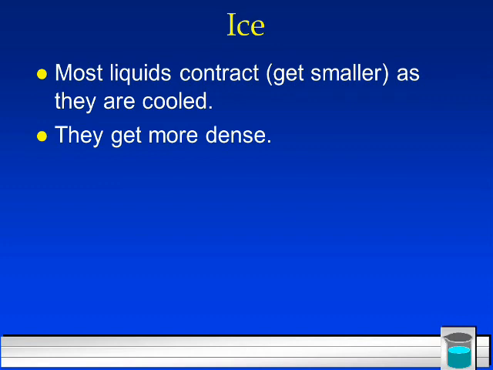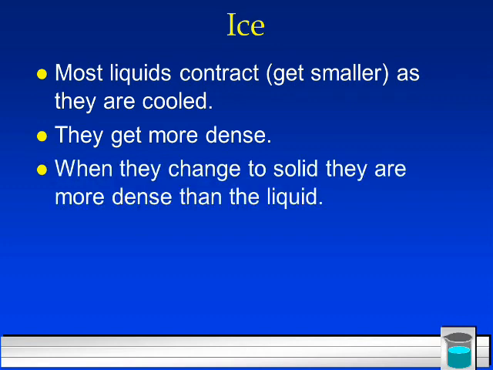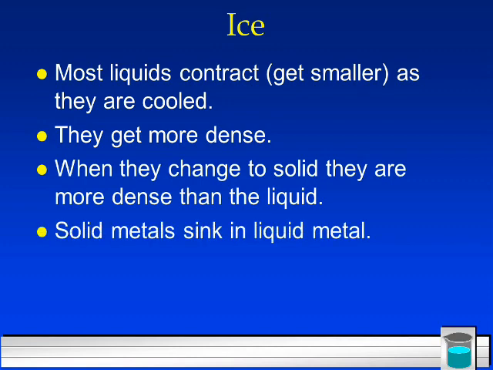They get much more dense than their liquid phase. When they change to solid, they're more dense than the liquid, as just mentioned. The solid metals, for example, will sink in liquid metal. So if we heat up a metal to extremely high temperatures, it will become less dense. As we cool it, they tighten, they contract, they get more dense. And if we put those solid metals in liquid, they will sink because they're more dense.